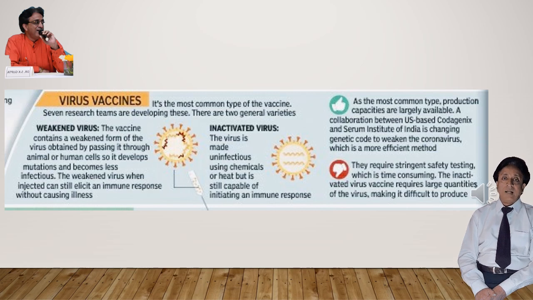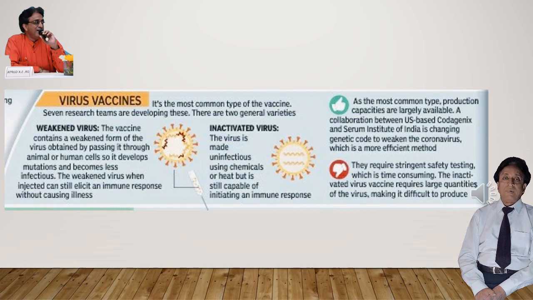And secondly, it is also possible that the virus is either killed by heat or affected by chemicals so that it remains uninfectious to the human body. But because the immunogenic material is there in the virus, whenever such a virus is introduced in the human body, it is likely to mount an immunological response, and the body is going to get protected. We have a large amount of experience of producing such vaccines in the past, and a company of the USA called Codagenix with the Serum Institute of India is changing the genetic code to weaken the coronavirus, which is a very efficient method.